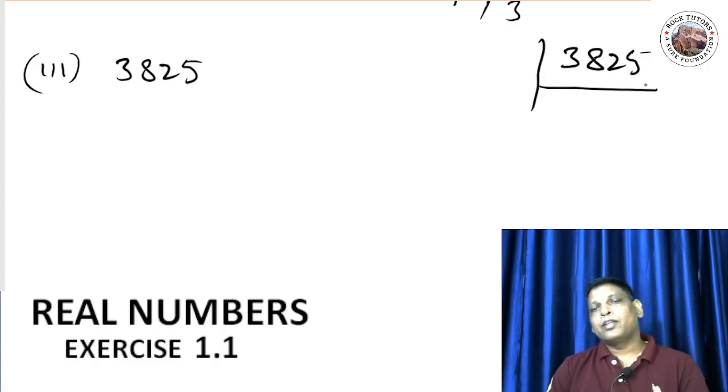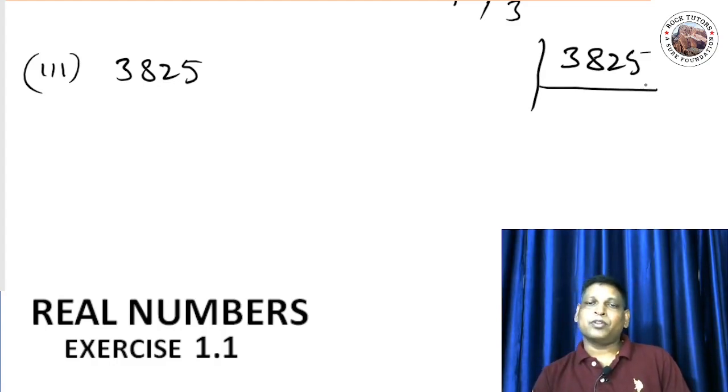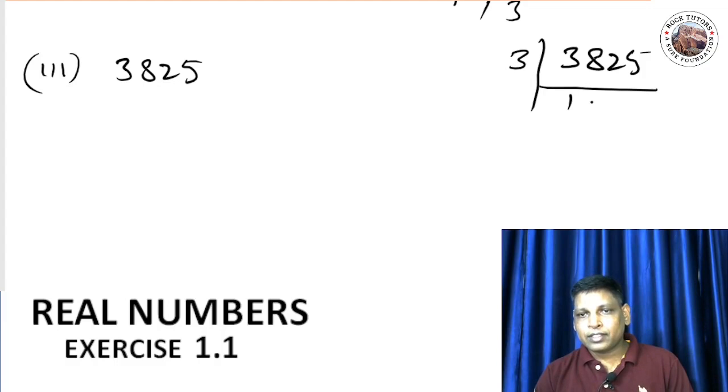So 2 is not there. 2 table is not possible. For 3 table I'll check. So 3 plus 8 is 11, 11 plus 2 is 13, 13 plus 5 is 18. That means it will be divisible by 3 table. Now 3 ones are 3. 3 twos are 6. 6, 2 will be left, and 22. 3 sevens are 21 and 1 here. 3 fives are 15.